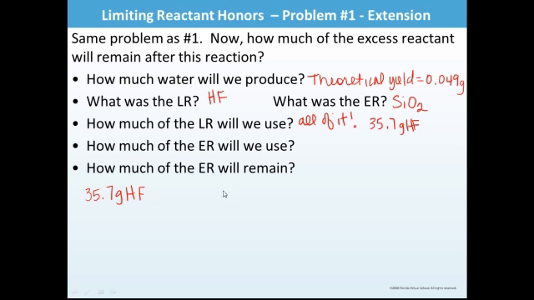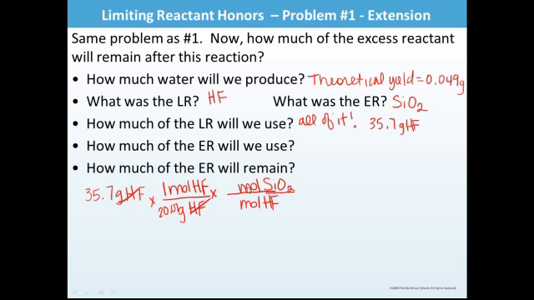and we're going to convert this to grams of the excess reactant. Okay, so we're going to convert to grams of the excess reactant, which is SiO2. And that will tell us how much SiO2 we need. So we're going to do grams of HF. So our molar mass of HF was 20.01. We have moles of HF. Put that on the bottom here. We have moles of SiO2 up top, because that's where we're going.